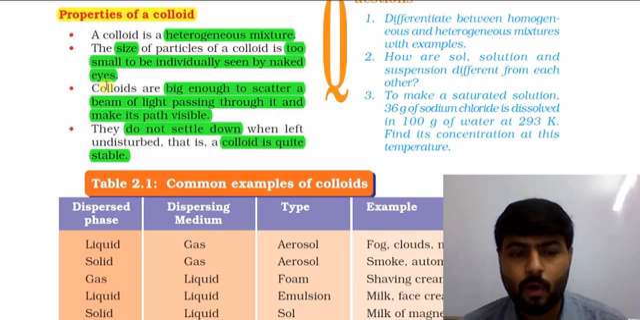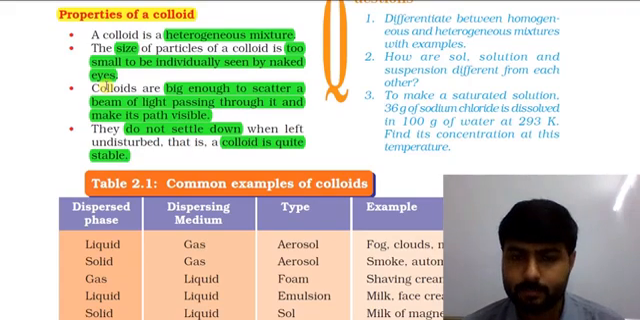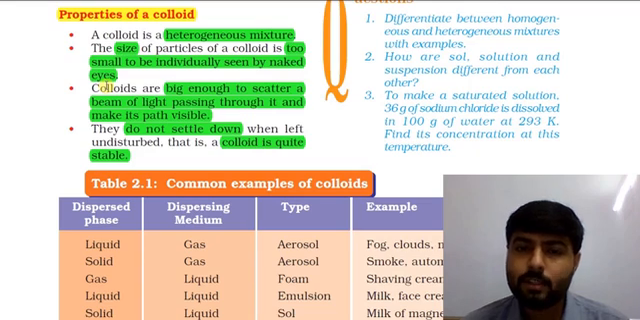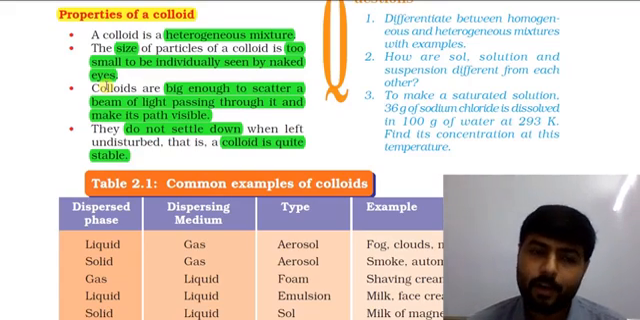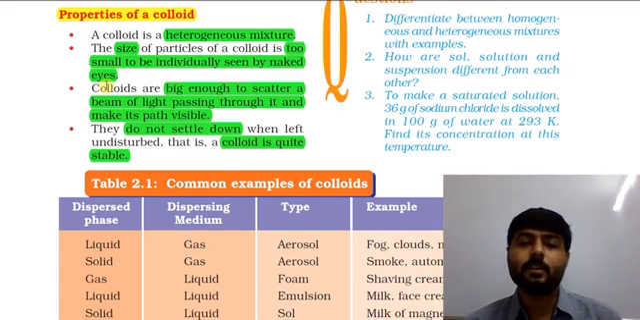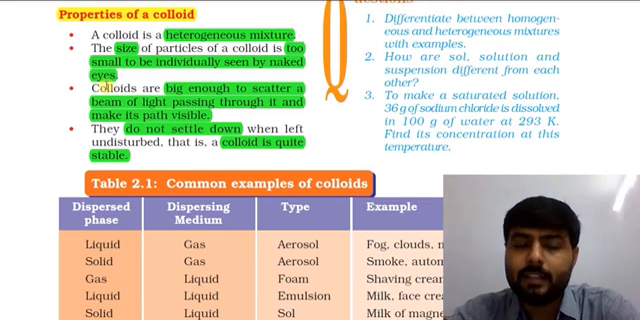Third point, colloids are big enough to scatter a beam of light passing through them and make its path visible. As we observed in the above activity, a colloidal solution can scatter the path of a light ray. So as a property, colloids are big enough to scatter a beam of light passing through them and make its path visible.